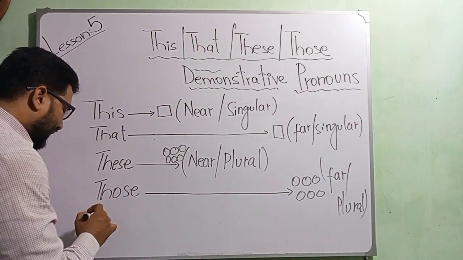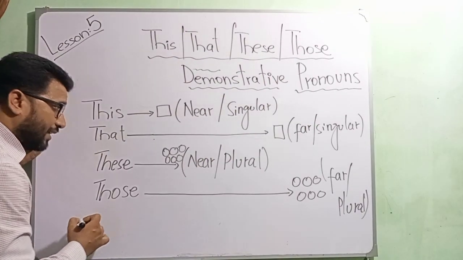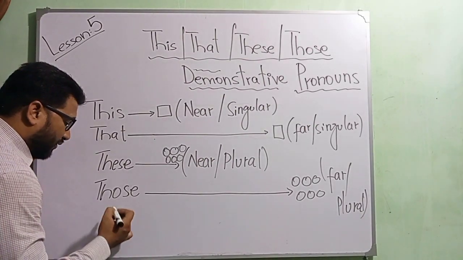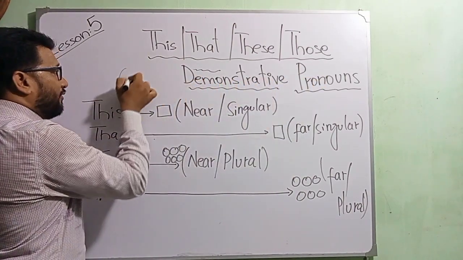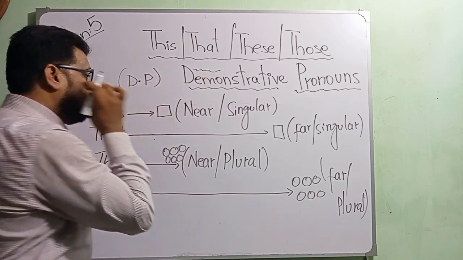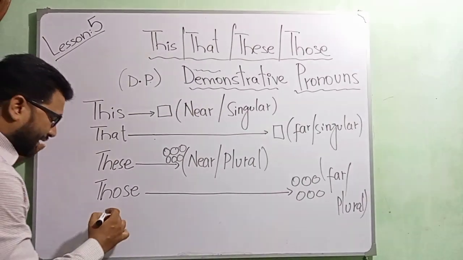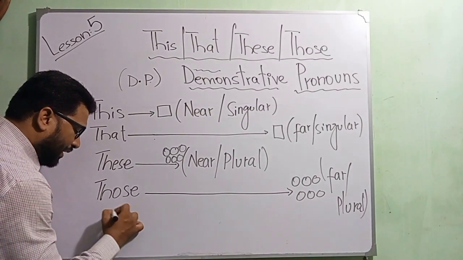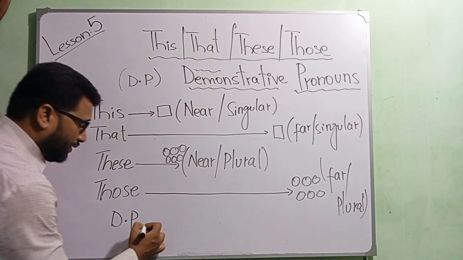Now, the last thing is the formula. How do we convert this into sentences? Now, how do we go for using it? If you can see demonstrative pronoun, in the short form, I'm calling it DP. So DP stands for demonstrative pronoun. I'm just making it to save some space. The formula is very simple. You will start a sentence with DP.